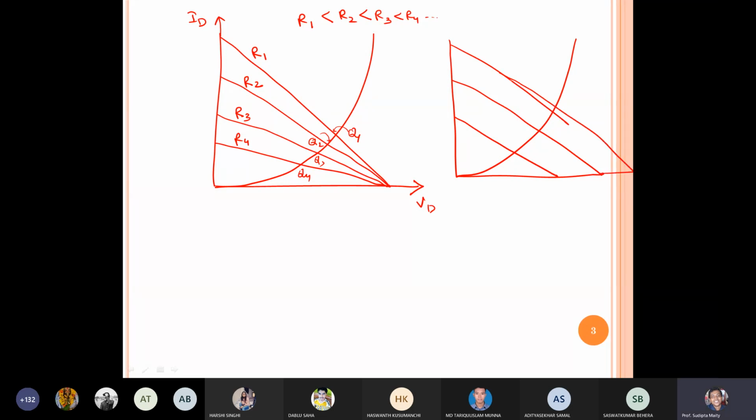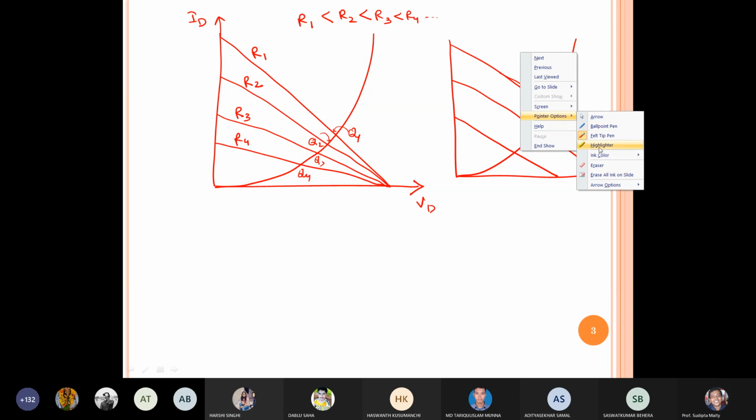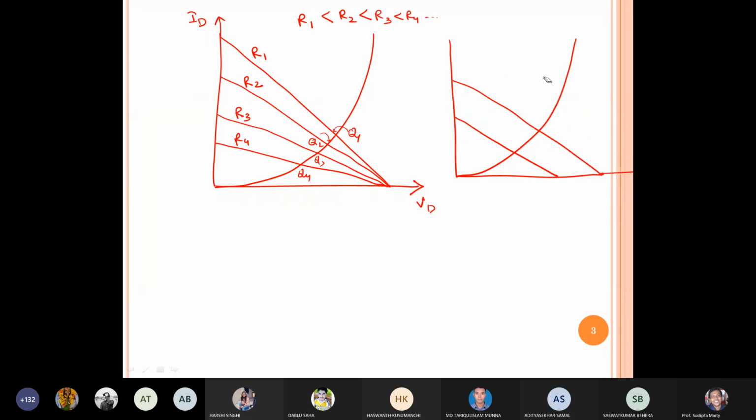Let me draw it over here. It is VD. Suppose this is my VAA3, VAA2, and VAA1. So in this case we get parallel kinds of curves. Those are not very important. If you plot them, you will get those curves very easily.